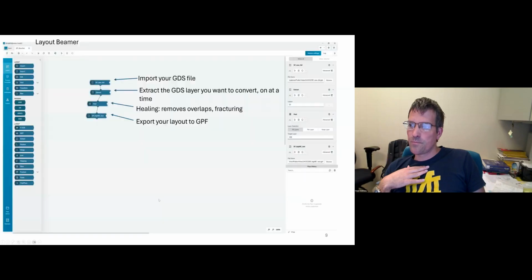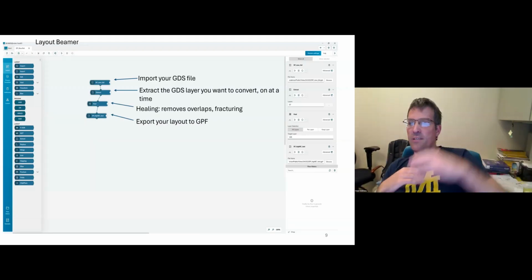Now, when you start Layout BEAMER, you have already drawn your pattern and exported the GDS, and now you have to transfer this GDS file to a GPF file for the e-beam system. The first thing that you have to do is import your file. And if you only have one layer, then you don't have to do any extraction. But most likely, many of you will have multiple layers on top of each other that require different exposures.